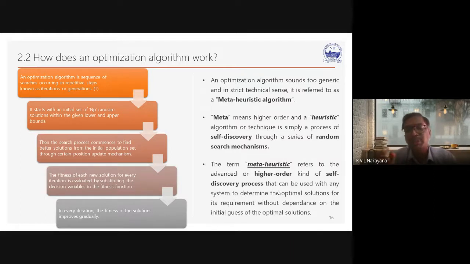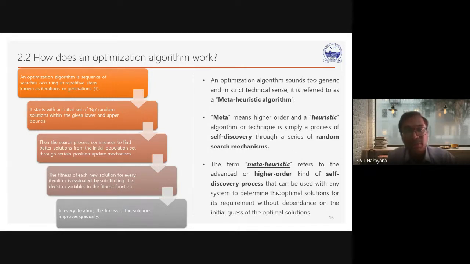So what is a metaheuristic algorithm? The meta means, as you see in the slide, a higher order. Heuristic means the process of self-discovery through some random search mechanisms. So metaheuristic means a higher order self-discovery process through a random search mechanism. That random search mechanism is very, very important. What kind of search mechanism are we going to use in the optimization algorithm?